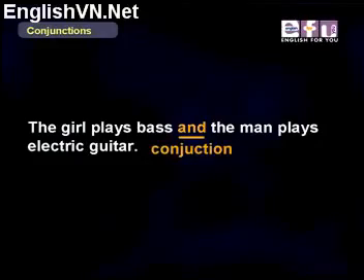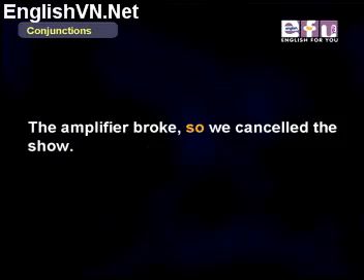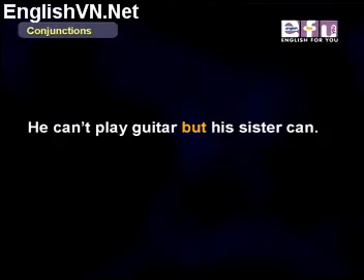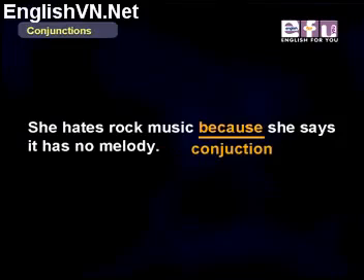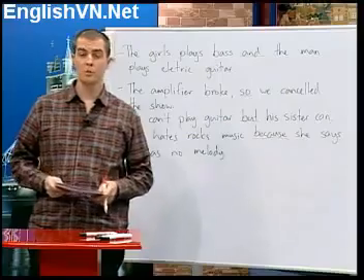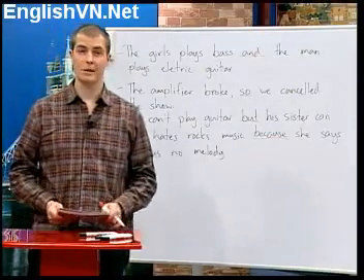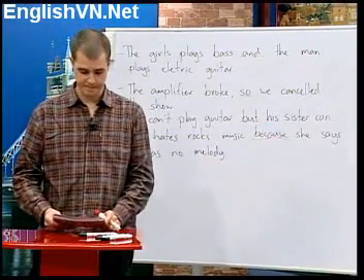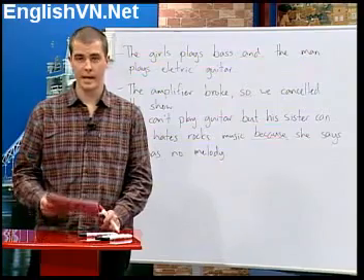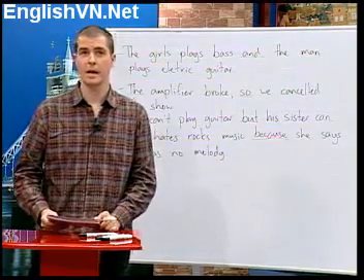In the first sentence, and is the conjunction. And in the second sentence, so is the conjunction. In the third sentence, but is the conjunction. And in the final sentence, the conjunction is because. Conjunctions are words that connect sentences, clauses, or phrases. A clause is a group of words that has a subject and a verb.